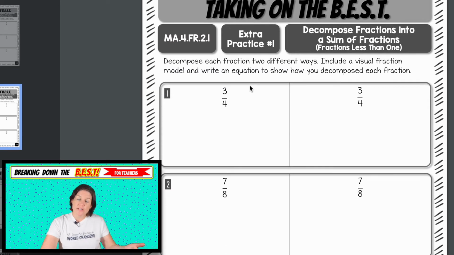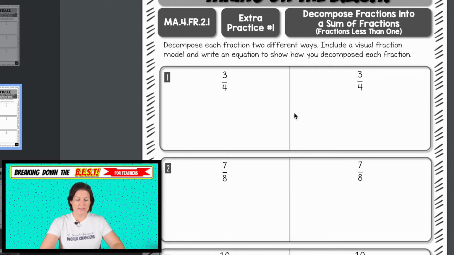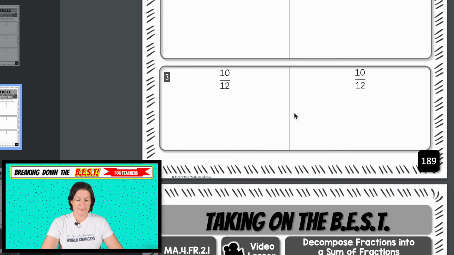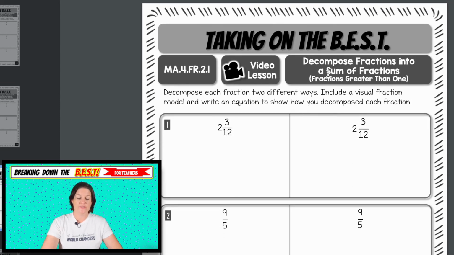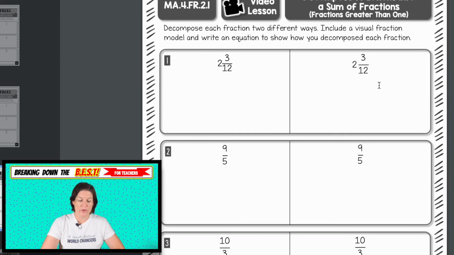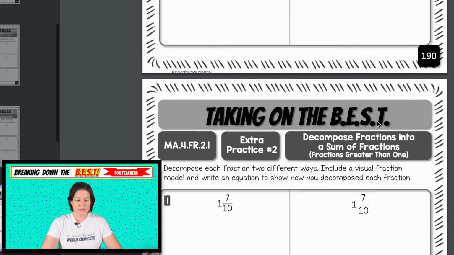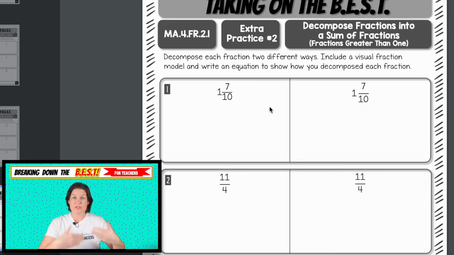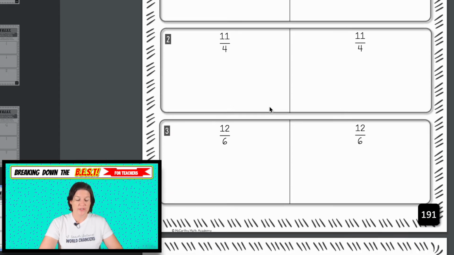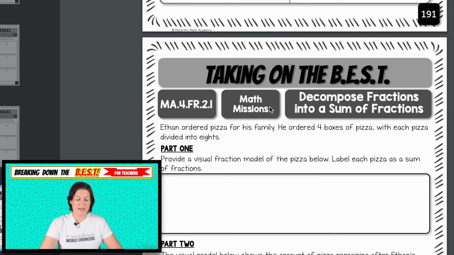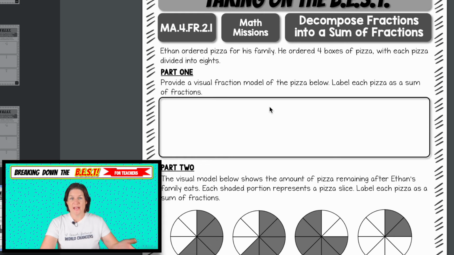So now that they've watched the video and they have the notes, they can now decompose these fractions 2 different ways, including a visual model and writing an equation, which totally aligns with the standard. Okay, and then we have the next video lesson focusing on fractions that are greater than 1. Students will record their notes, then they can do this extra practice page to practice on their own so they can understand it too. After that, we've got the math missions. This is a math task. It's usually a multi-step problem here. This one says that Ethan ordered pizzas for his family.